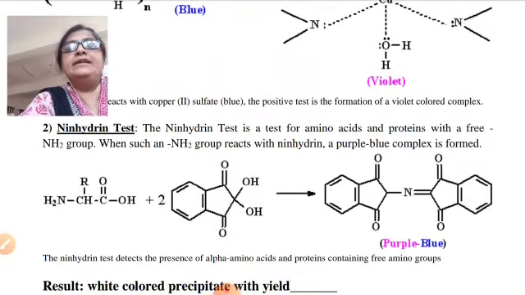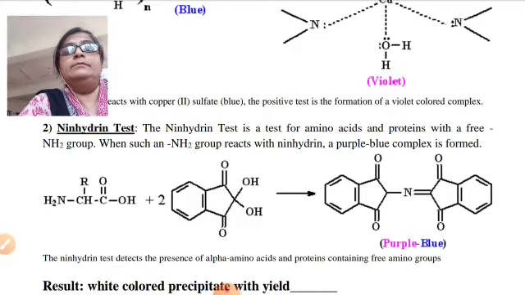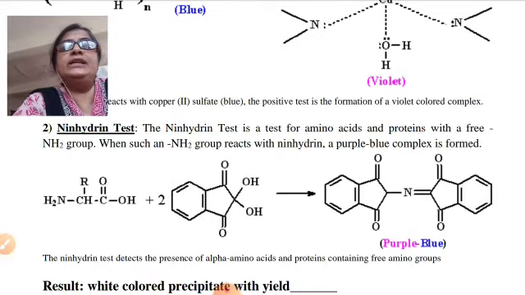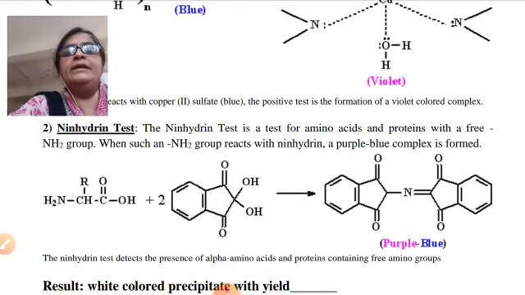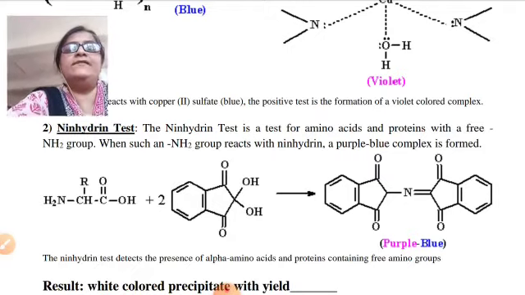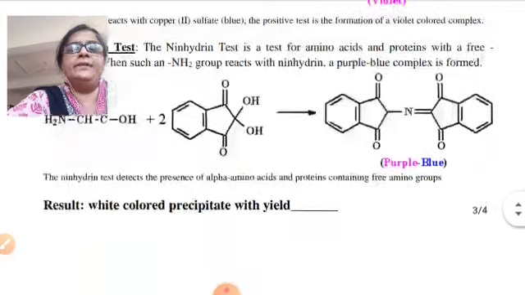In this Ninhydrin test, we have just taken a simple molecule. It is not a protein molecule, but a simple amino group, so that we can see the reaction. The Ninhydrin reacts with it and we get a purple blue complex. The Ninhydrin test is a test for amino acids and proteins with a free NH2 group. So when such an NH2 group reacts with Ninhydrin, a purple blue complex is formed. The Ninhydrin test detects the presence of alpha amino acids and proteins containing free amino groups.